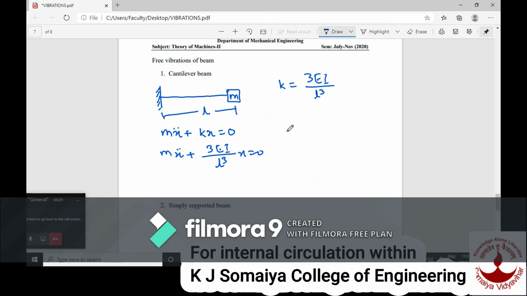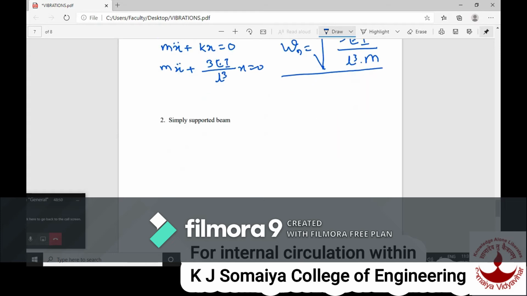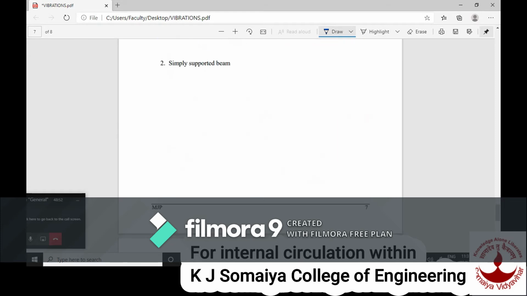Now omega n can be determined. For this case it is under root of k by m, so it is 3EI divided by L cube into m. Here m is the equivalent mass, not only the mass at the end, but if the beam is not massless, then we have to consider the equivalent mass of the beam also.